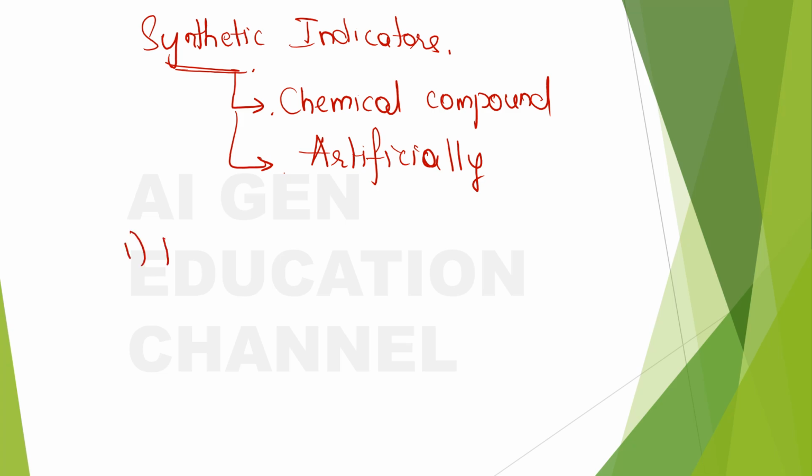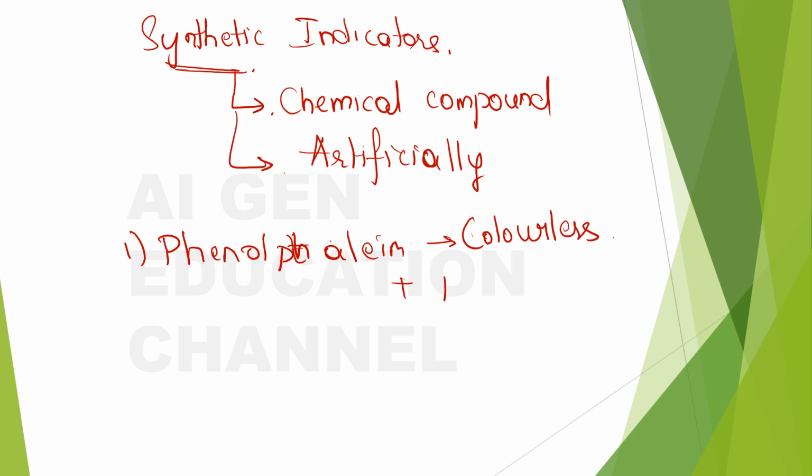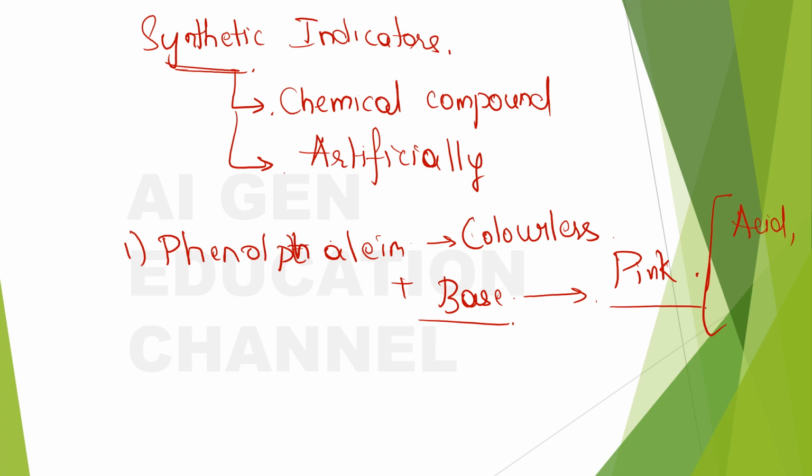Now, for the examples, you can take phenolphthalein to be one of them. What does it do? As such, it is colorless. And whenever it reacts with a base, it magically turns into pink color. So, phenolphthalein, when it reacts with a base, will change its color to pink. But when it reacts with some acid or neutral substance, what happens? It says, no, I am right here. It won't show any change in color and will stay colorless.